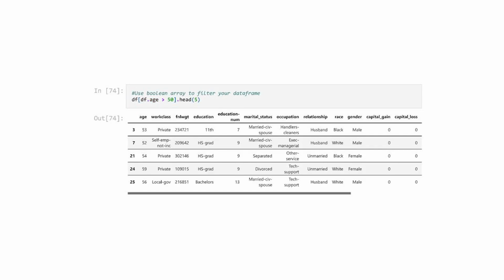So now that we know how to create a Boolean array, you can use the Boolean array to filter your whole data frame. In this case, we are displaying all the rows of the data frame where the age is greater than 50, and we are only looking at the first 5 rows of that particular data frame.